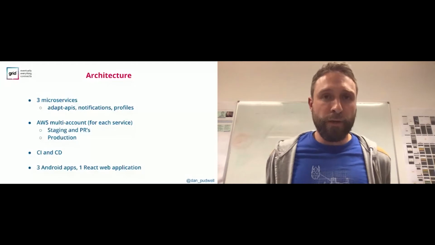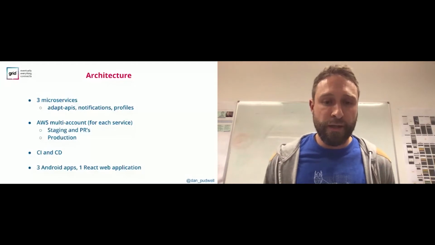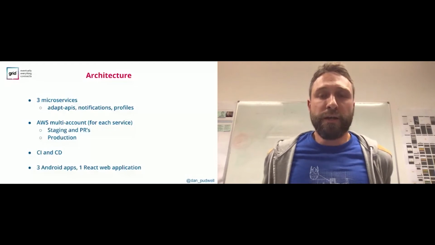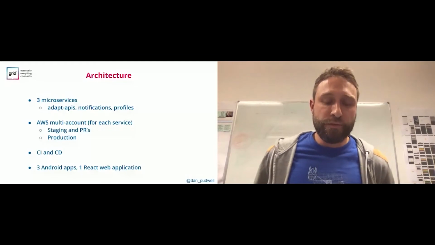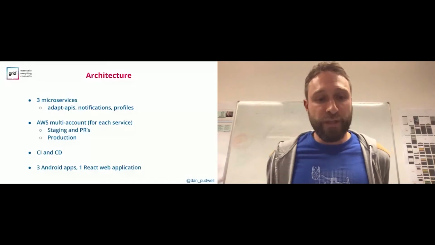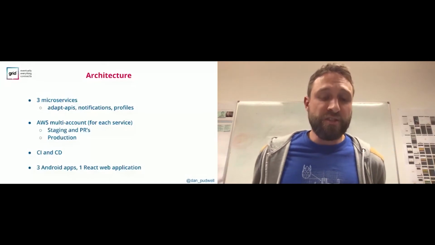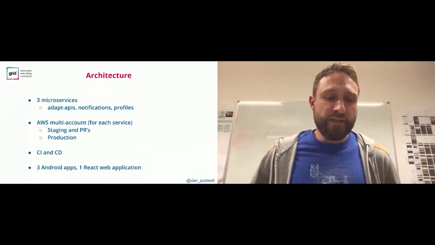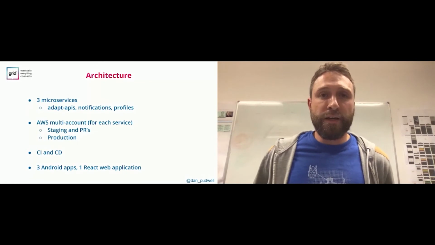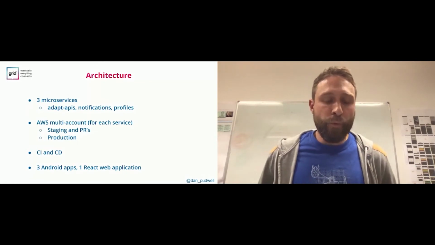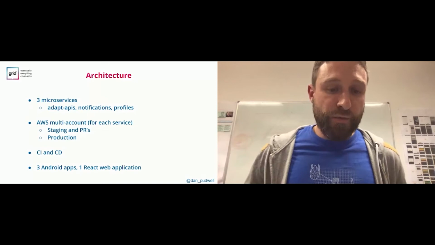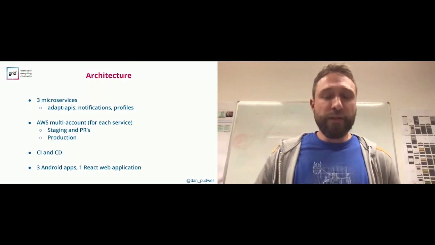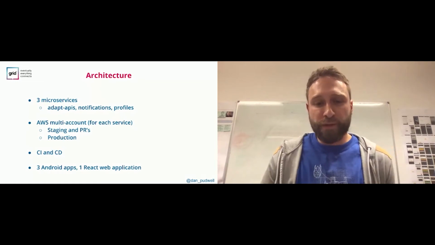We also followed AWS best practice and did multiple accounts for each service. So we had essentially a development, staging account and a production account for each of those services. So that's actually 6 AWS accounts altogether. We did a CI/CD pipeline for every service, every account. And we also, for the users, built 2 Android apps and 1 React web application.